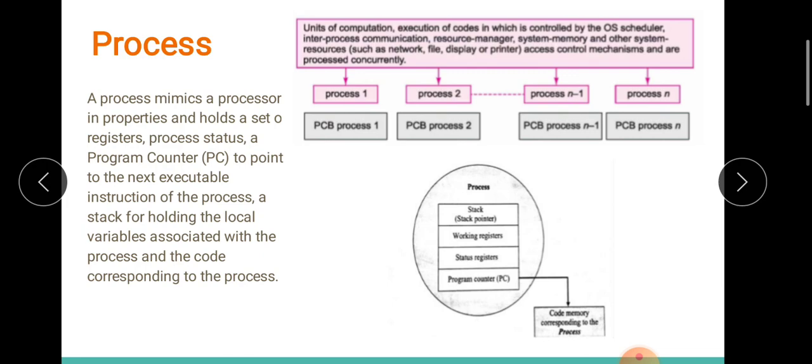So I say that the process mimics or copies a processor. Did I say it wrong? I'm sorry. The process mimics a processor. So this is the basic structure of a process.